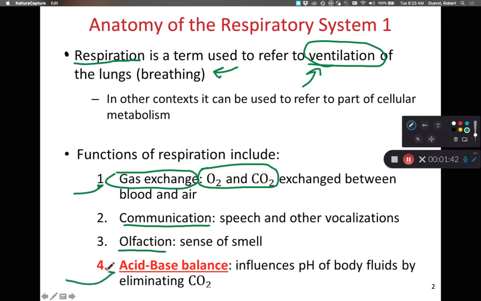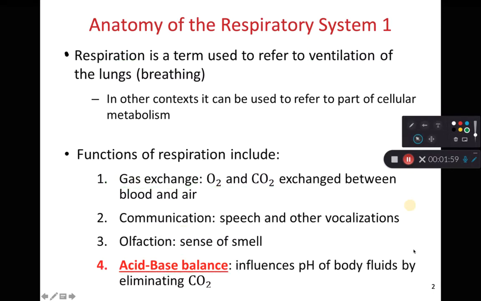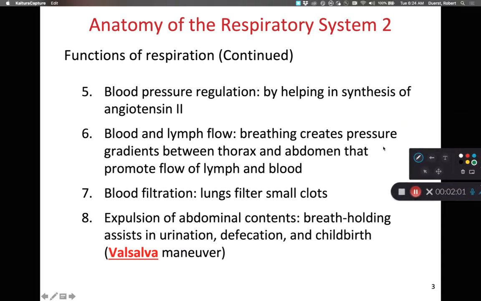And then also we use the respiratory system for acid-base balance. This is the part of the respiratory system that most students understandably get a little confused on, because the amount of oxygen and carbon dioxide in our bloodstream is also going to influence the pH of our blood. Something else we use our respiratory system for is to regulate blood pressure. We use our respiratory system to synthesize a hormone called angiotensin II. And the more angiotensin II we have, the more we can help to regulate urinary output.